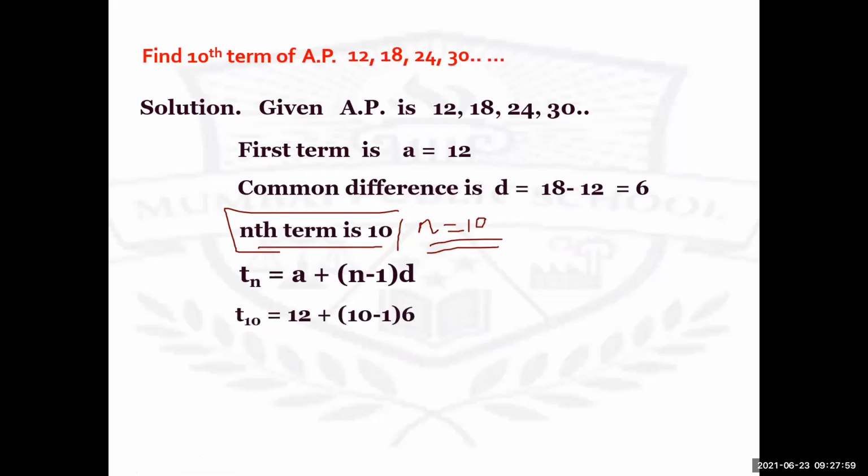So in place of n, we'll substitute 10. So what you'll get? T10 equals 12 plus 10 minus 1 into 6. So 12 plus 9 into 6, that is 12 plus 54. So T10 equals 66. You'll get the 10th term, understand? Equals 66.